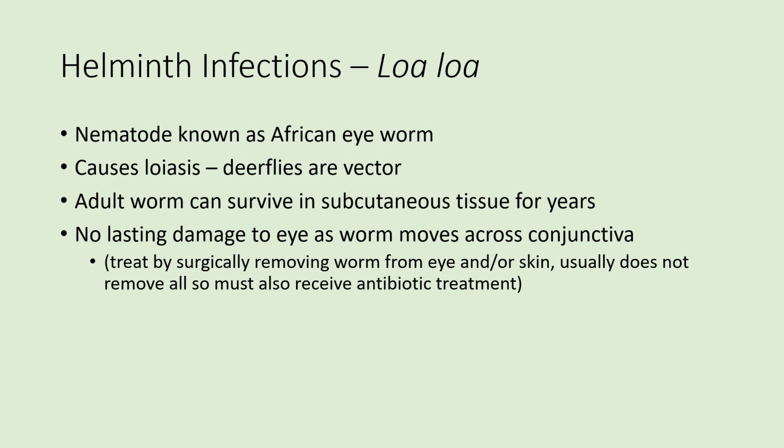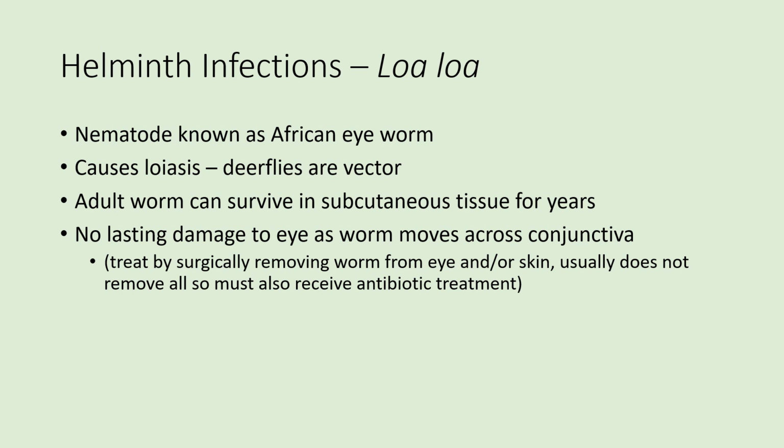Adult worms can survive in the subcutaneous tissue for years. That may not be something you want to hear, but it can. It infects the eye. There's usually no lasting damage to the eye as the worm moves across the conjunctiva. The individual who's infected might see something squirming across. You can treat it by surgically removing the worm from the eye or from the skin.